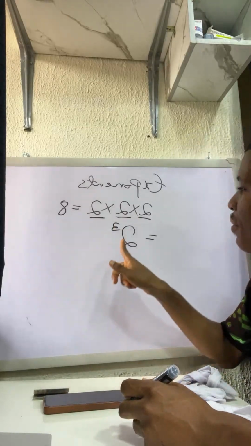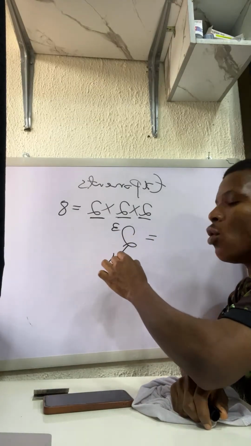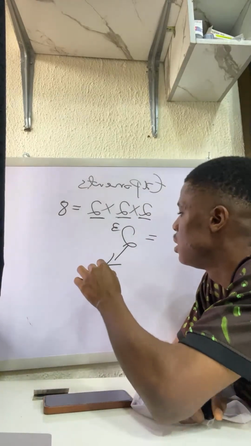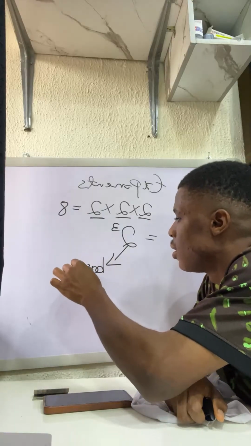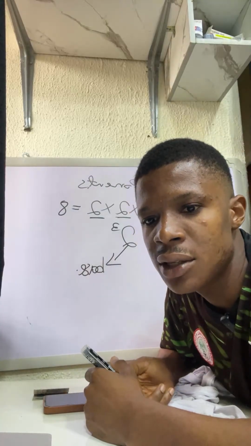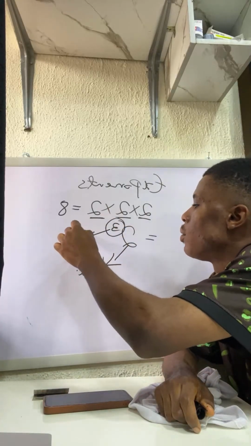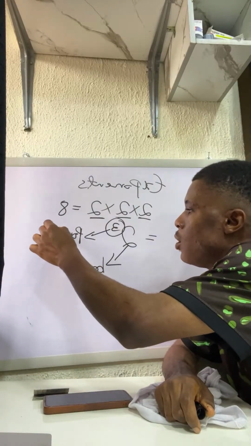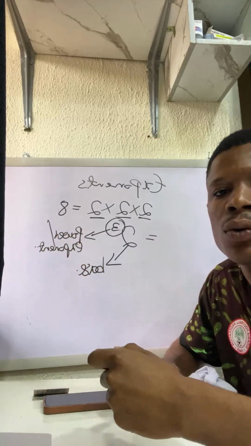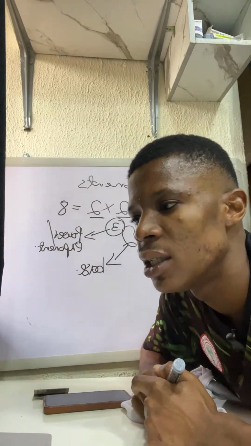When we have 2 power 3, this number 2, which is the bigger number, we call it the base. Then the power of the number, which is 3, is called the power, or we call it the exponent. So this 2 is the base, and 3 is called the power.